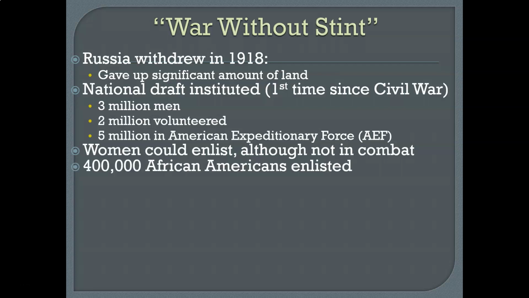Women could enlist, although they would not be in combat, and 400,000 African Americans enlisted as well, hoping to improve their status. Unfortunately, many of these African Americans were left to dig trenches and do menial tasks, and were not put onto the front lines of battle. Now, there is a group known as the Harlem Hellfighters that were sent to France and did fight on the front lines. They are one of the most well-known African American groups that fought in the war, and they were decorated by the French government.